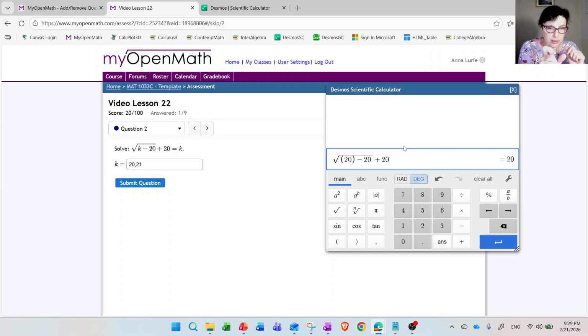Yes. I plugged in 20 and I got the exact same thing, because I'm supposed to get that k. Now let's try 21. How about that? 21 also works. That's perfect. That means we got both solutions.